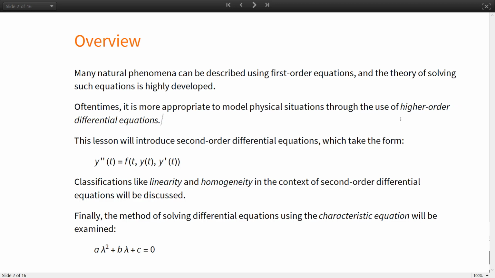This lesson will introduce second-order differential equations, which take the form given here, where the left-hand side is the second derivative of the dependent variable, and the right-hand side is a function containing terms involving the independent variable, the dependent variable, and derivatives of the dependent variable. Once we introduce second-order equations, we will move on to discuss classifying such equations as linear and homogeneous. Finally, we will examine a method of solving second-order equations using the characteristic equation.